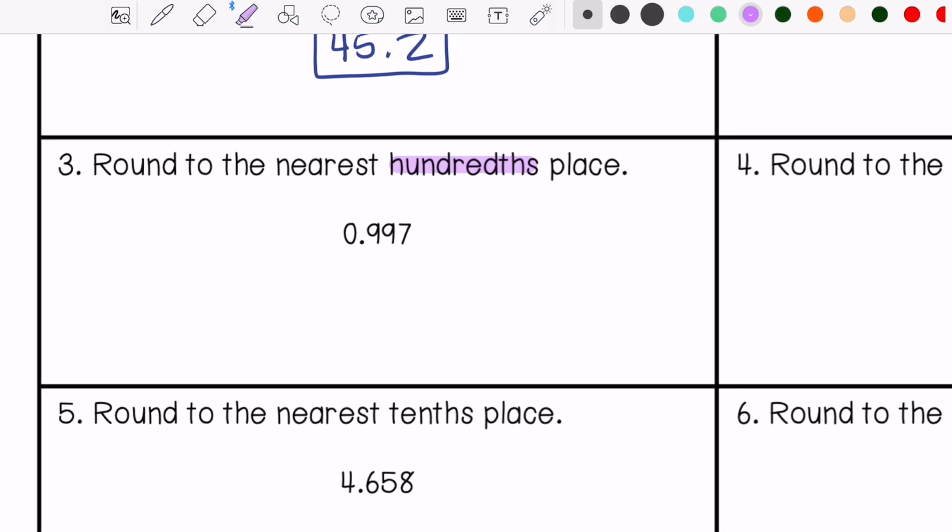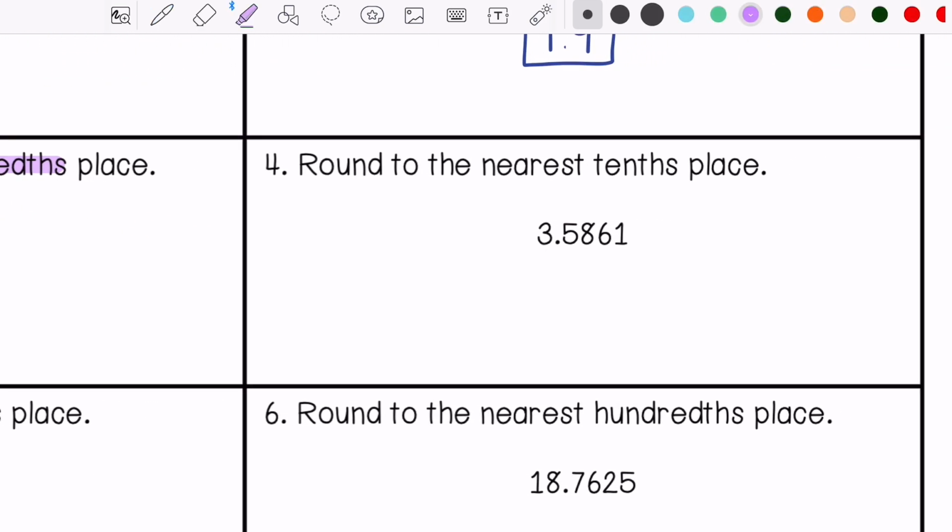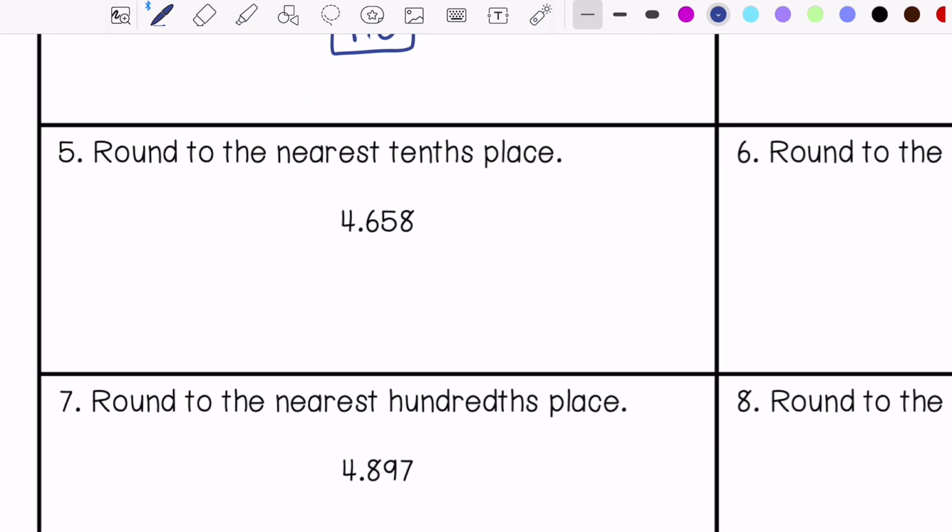Round to the nearest hundredths, look at the thousandths. 5 or more, raise the score. This goes up to 10, which makes this go up to 10. So this just rounds to 1.0. Round to the nearest tenths. I look at the hundredths place. 5 or more, raise the score. 3.6. Round to the nearest tenths. Look at the hundredths place. 5 or more, raise the score. 4.7.